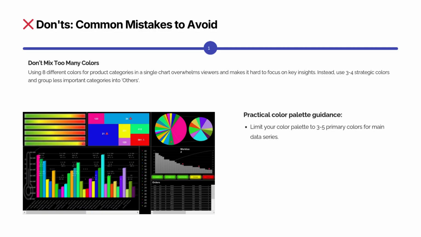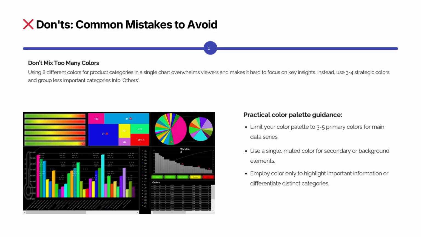Follow the practical color palette guidance. First, limit your color palette to 3 to 5 primary colors for main data series. Next, use a single, muted color for secondary or background elements. Then, employ color only to highlight important information or differentiate distinct categories. And lastly, ensure sufficient contrast for readability, and consider accessibility for colorblind users.